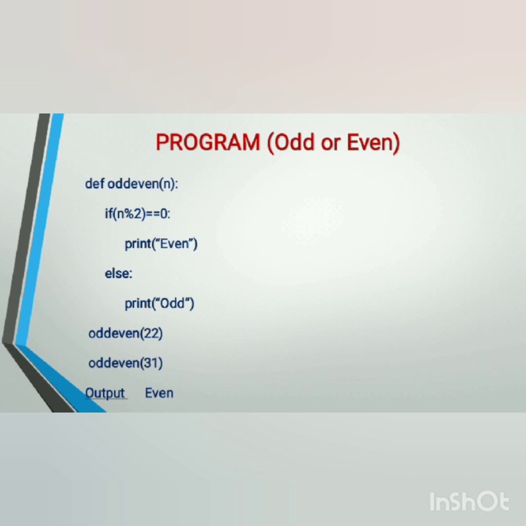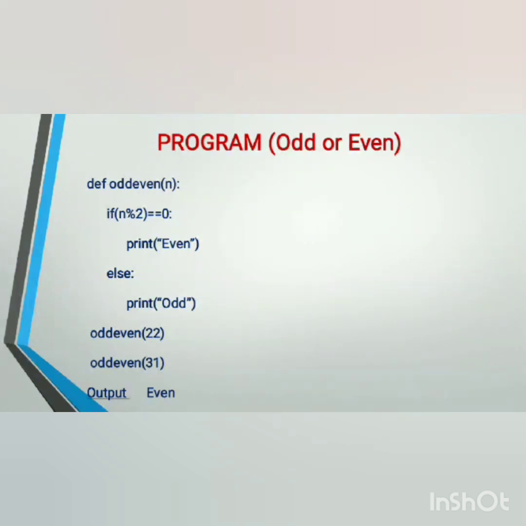So if n percentage 2, it will calculate the remainder. This remainder value will be matched to the value 0 on the right side. If it is 0, it matches, so the condition is true. If the condition is true, it will print even. If the condition is false, control moves to the else part and it will print odd, right? So this is the function definition I have created.